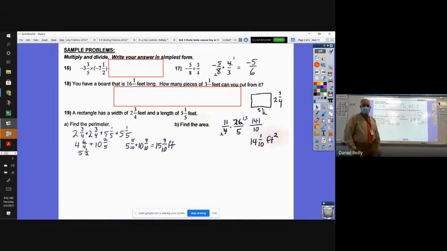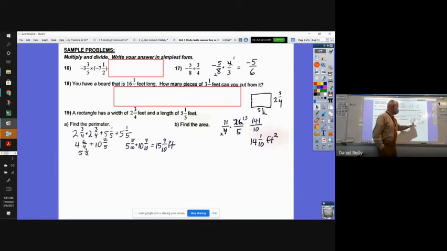The other thing you can do with a rectangle is find the area. The area of a rectangle is found by multiplying length times width. Okay, this is a 3rd grade geometry question. These were just 2 and 5, right?